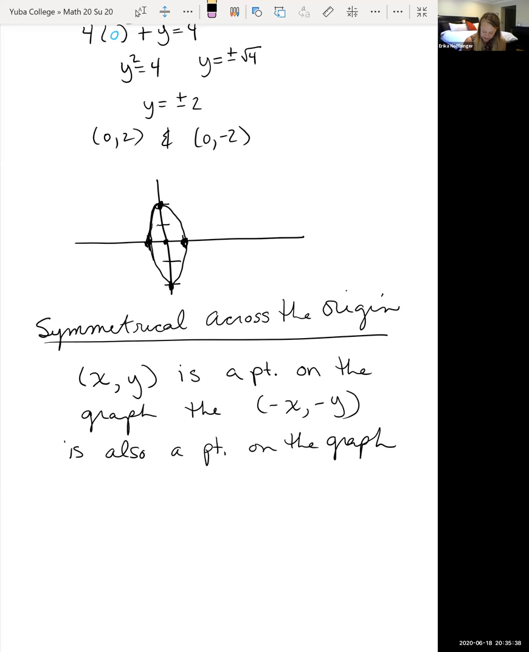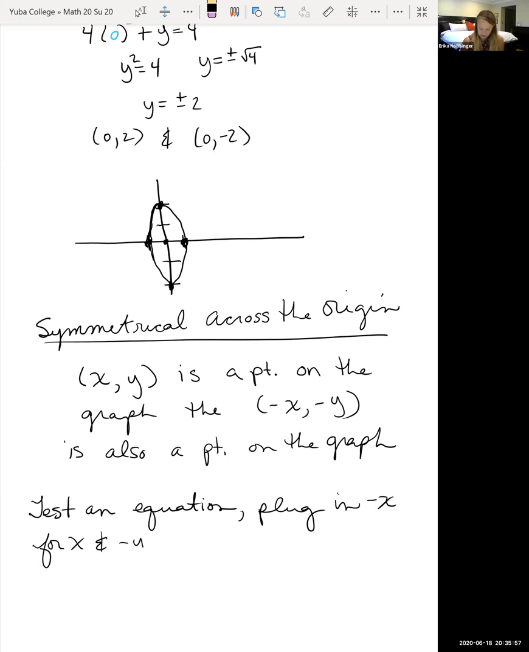So to test an equation, plug in negative x for x and negative y for y, and see if you get the original equation back.